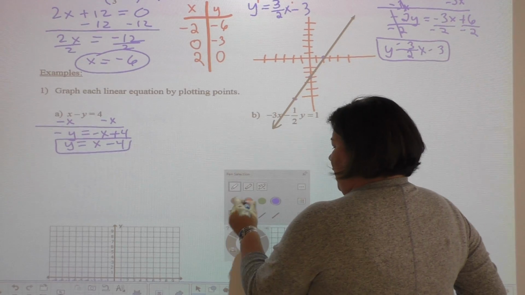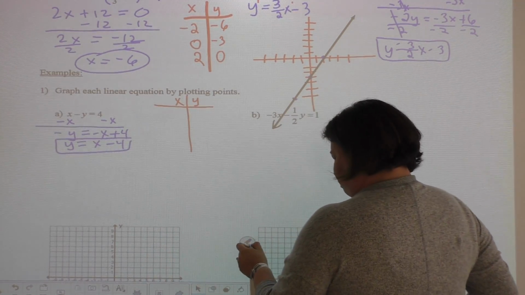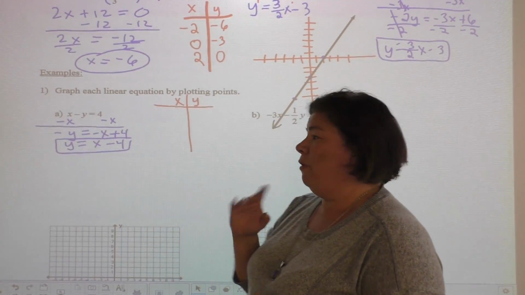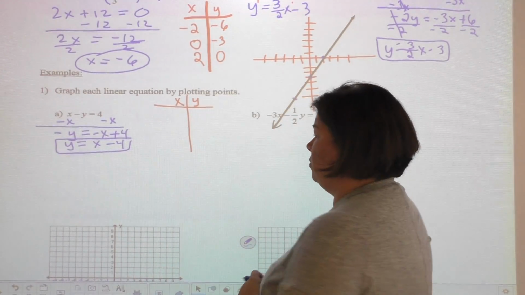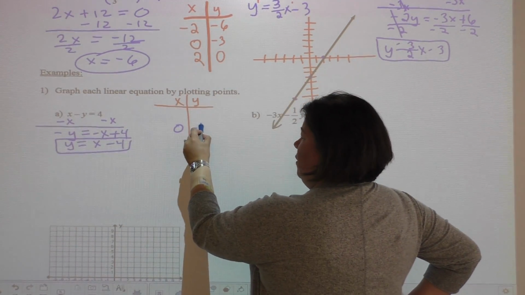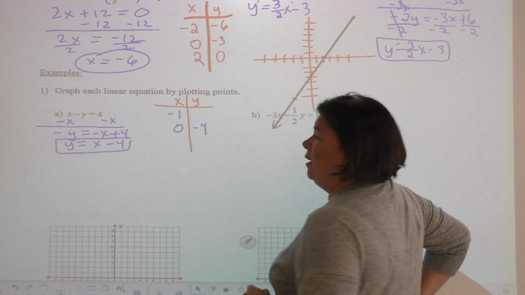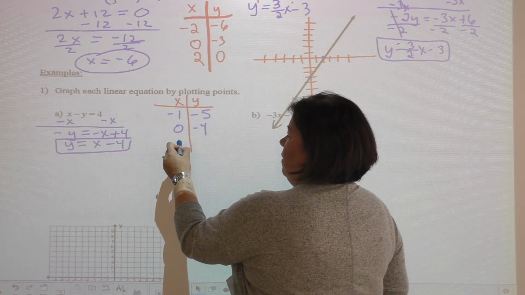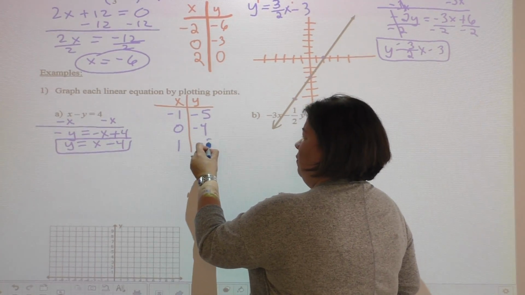So if I go ahead again and make a table of x and y values, I can substitute in whatever points I want. Depending on what teacher you have, it could be 2 points or 3 points or whatever you want, but I'm going to pick 0 for x, so I know that I'm going to get negative 4. I'm going to pick negative 1 for x, so negative 1 minus 4 is negative 5. And I'm going to pick positive 1 for x. So 1 minus 4 is negative 3.